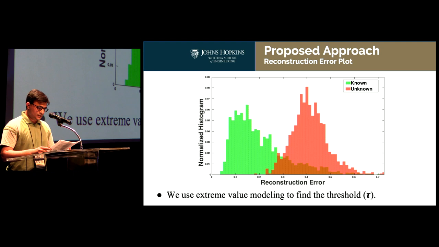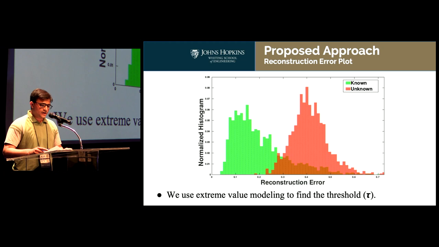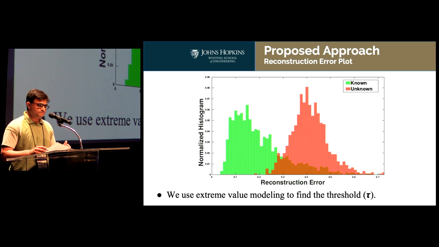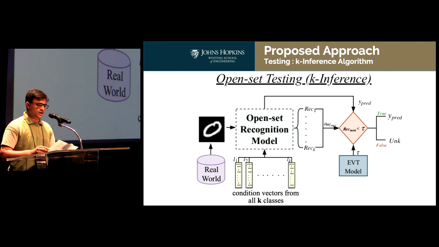During testing, we employ this trained encoder, decoder, classifier network with the derived threshold, and we refer to this overall model as the open set recognition model. Now, given an input during testing, we use the label vectors from all k classes for conditioning and produce k respective reconstructions of the input. We compute the corresponding reconstruction errors. From the k reconstruction errors, we pick the minimum.